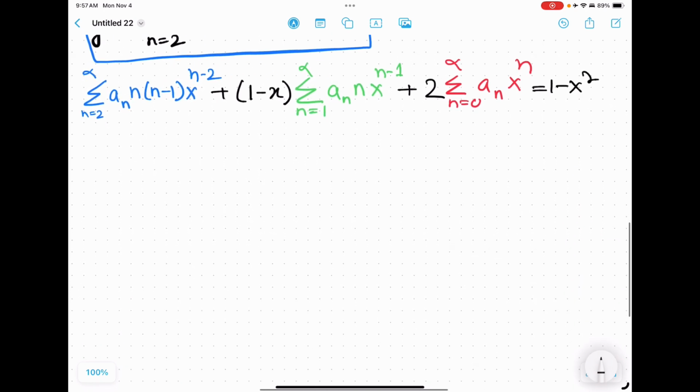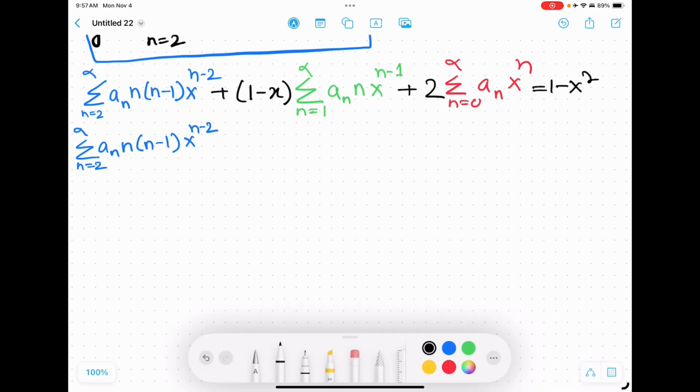Okay? Now I'm going to distribute this 1 minus x to my second power series. So doing that, I will have summation n equal to 2 to infinity a sub n times n minus 1 x to the power n minus 2. And then plus, so 1 times my second power series is basically my second power series. So I'm just going to write that again. n equal to 1 to infinity a sub n times x to the power n minus 1. And then I have a minus because there's a minus sign in front of x.